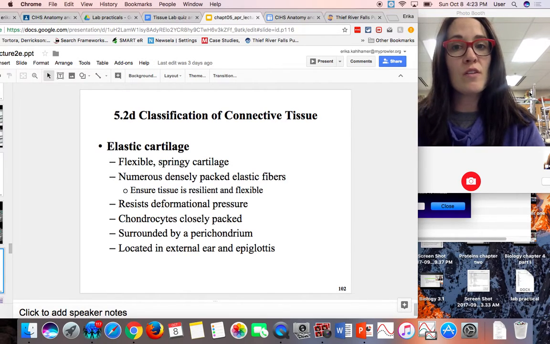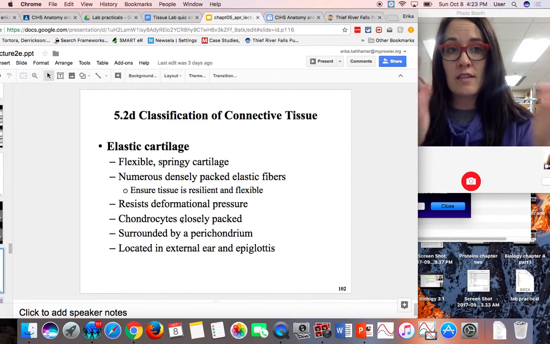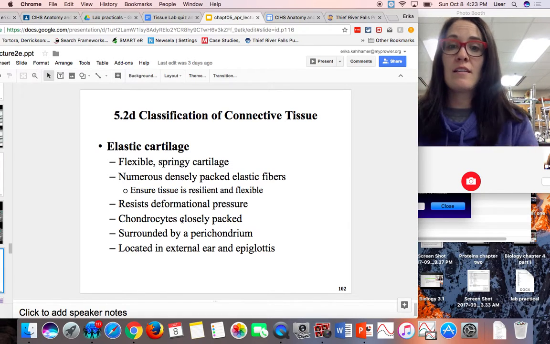It's very flexible, springy, has many elastic fibers. That's what makes it springy. So it's very resilient and flexible. It resists deformation pressure, and has many chondrocytes, or those cartilage cells, closely packed. Where do we see it?